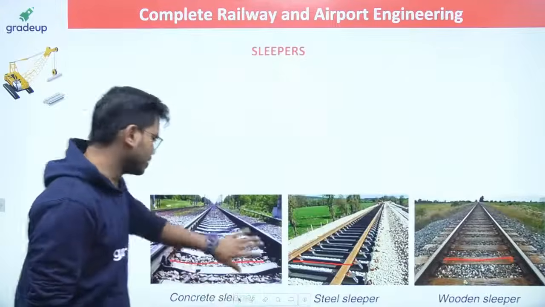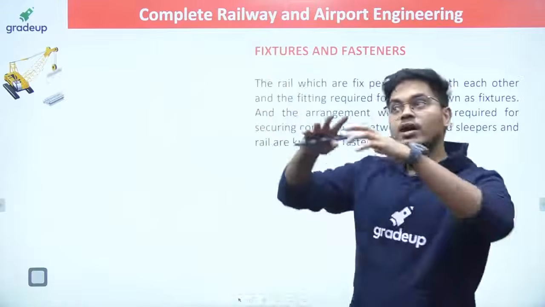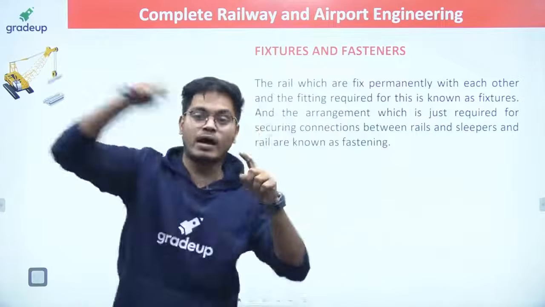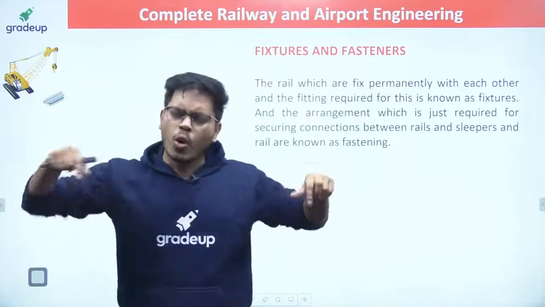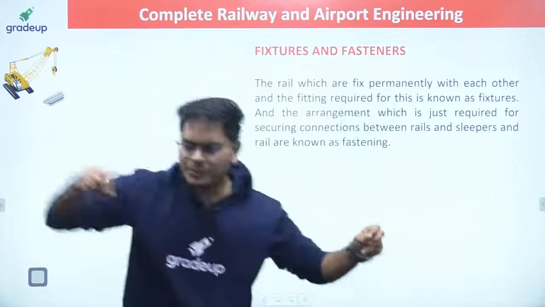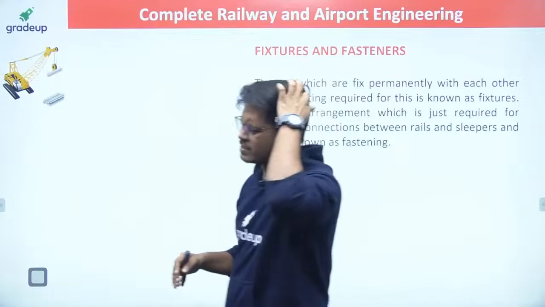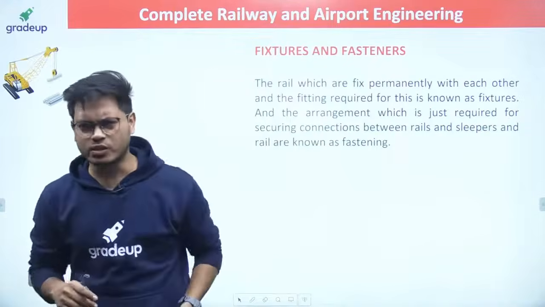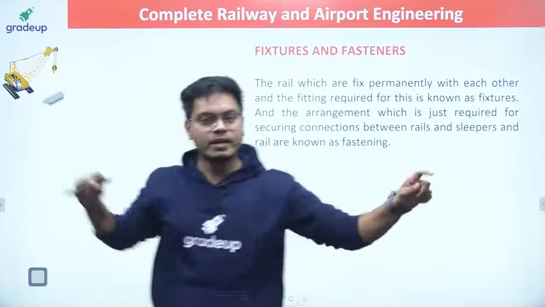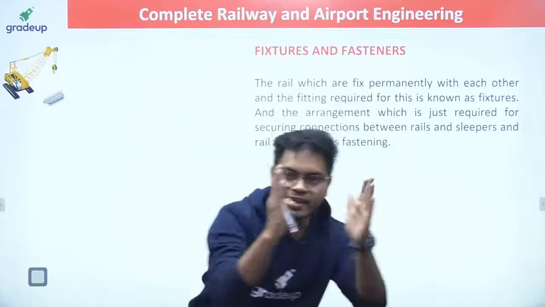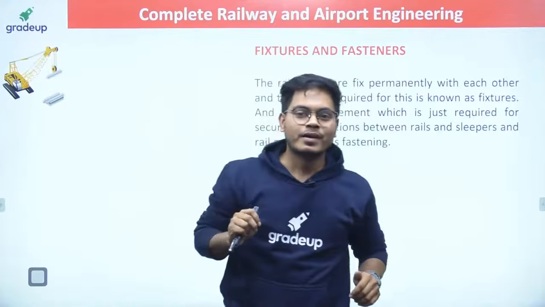Sleeper again, no need. Fixtures and fasteners. Suppose, as you can understand, guys, from Agra to Delhi we have a railway, right? We have a complete rail here. How have those rails been laid? Agra to Delhi is somewhere around 160 kilometers. Do we have a complete 160 kilometer length of rail? No, we don't. Actually, we join different parts of rail, small parts, right?